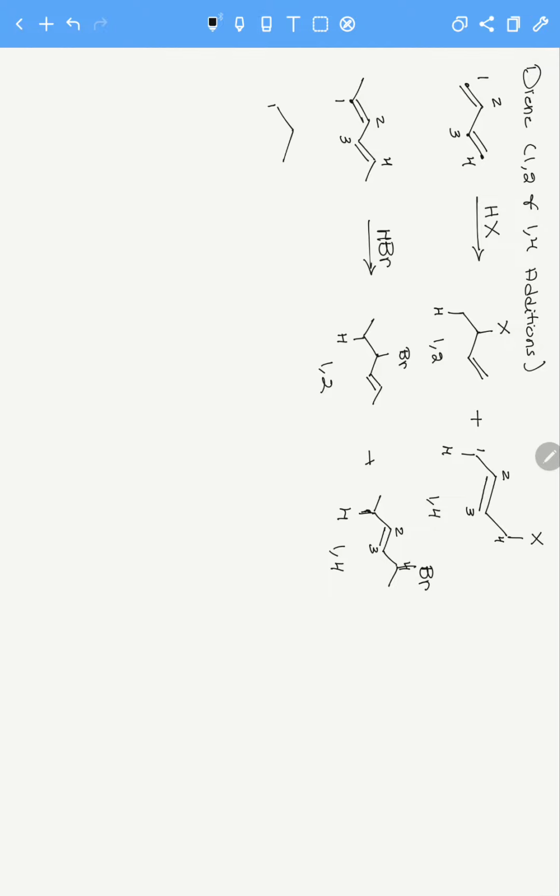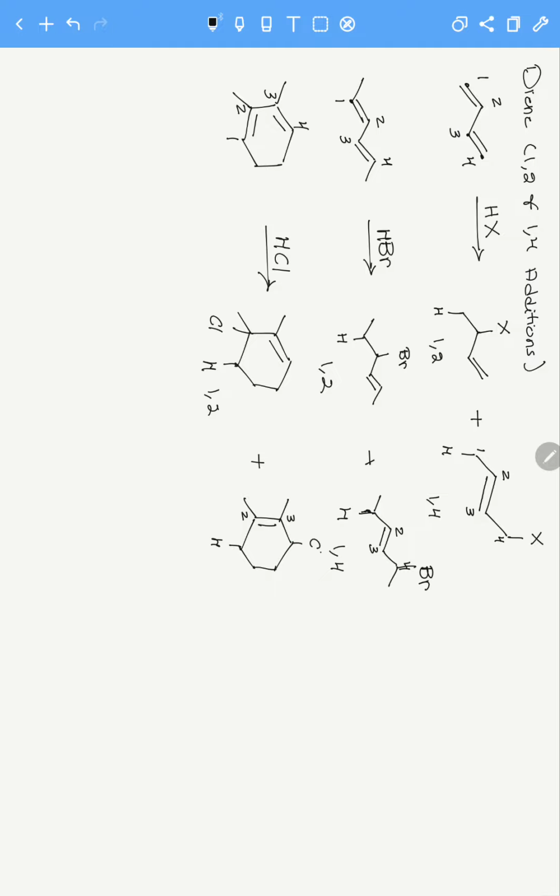Let's take one more example. Let's say we were given this system. Again, numbering 1, 2, 3, 4, or from up to down, that's the same thing, with HCl. Draw the 1,2 product. So keep the double bond which is between 3 and 4 in the same position. Just put H here, put Cl here, and this is the first product, the 1,2. To draw the 1,4, I will move the double bond to be between positions 2 and 3, and then my hydrogen goes here and Cl goes here.